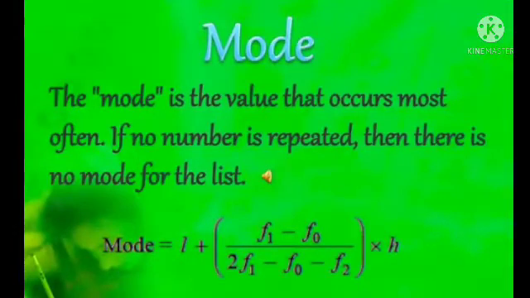The next subtopic is mode. The mode is the value that occurs most often. If no number is repeated, then there is no mode for the list. Mode is equal to L plus, in the bracket, f1 minus f0 divided by 2f1 minus f0 minus f2, closing the bracket, multiplied by h.